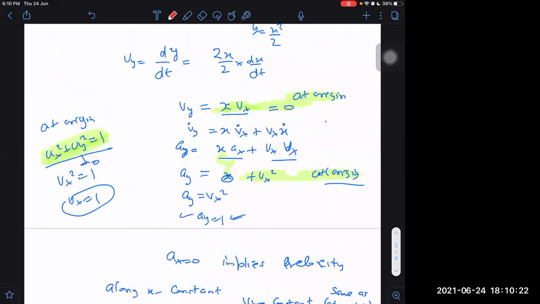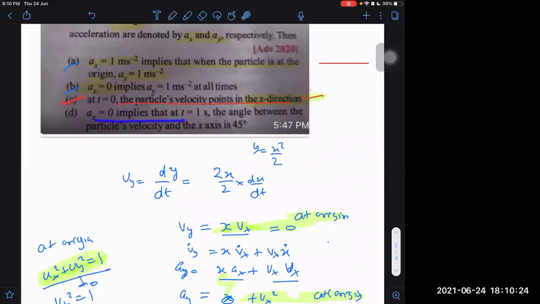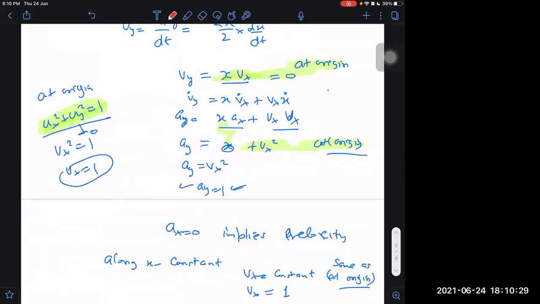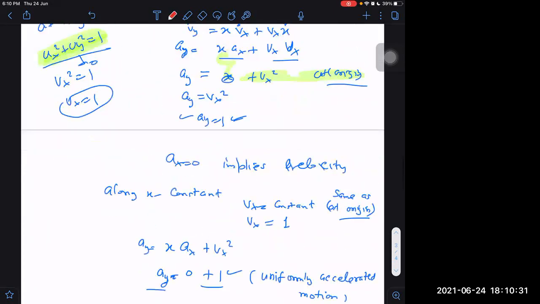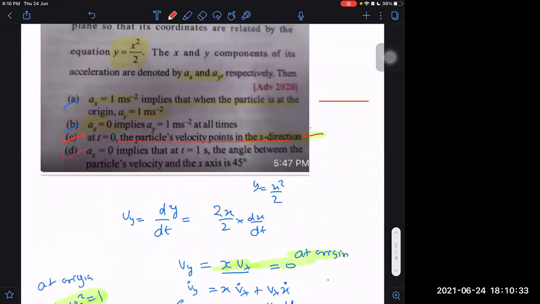They are saying only that angle between the particle's velocity and the x-axis. They are asking with the x-axis. That also is 45. If with y it is 45, then with x also it is 45. So D is also right. So A, B, C, D then. What is the answer, sir?